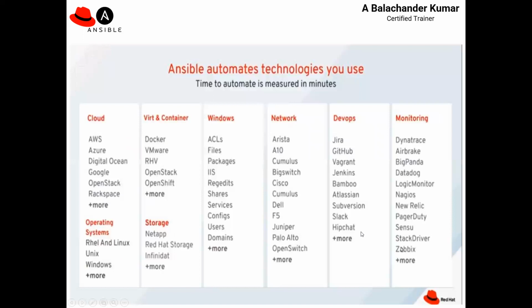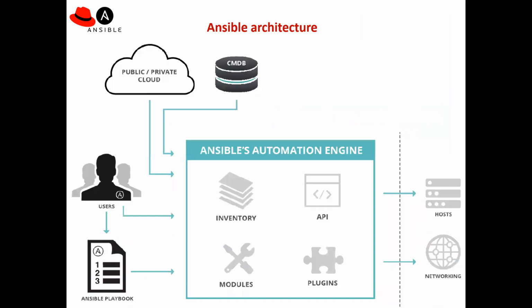And these are the areas where Ansible is more used. These are all the technologies where Ansible is used: cloud, containers, Windows, networking, DevOps. You can integrate with other DevOps tools also, like Git, Vagrant, Jenkins, so many tools. Monitoring tools, operating systems, storage, everything. It might be a database tool or a web application tool. Anything you can automate using Ansible.